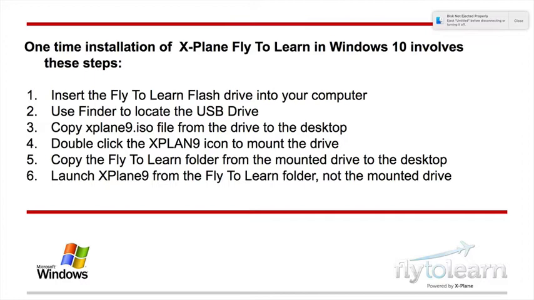Insert the Fly2Learn flash drive on your computer. Use Finder to locate the USB drive. Copy the xplane9.iso file from the drive to the desktop. Double-click the xplane9 icon to mount the drive. Copy the Fly2Learn folder from the mounted drive to the desktop. The mounted drive is what you just freshly created. Launch xplane9 from the Fly2Learn folder, not the mounted drive.